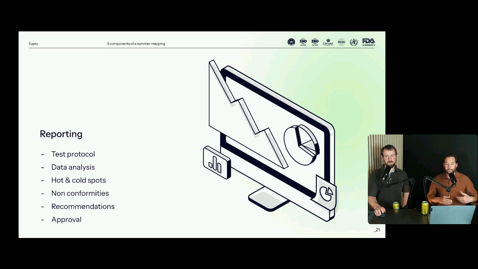So all the recommendations should be actions that are required to correct and address your non-conformities in this case. And also then you can discuss what improvements you can make, what kind of corrective actions will be taken, etc. And approval, that's self-explanatory. That's you.